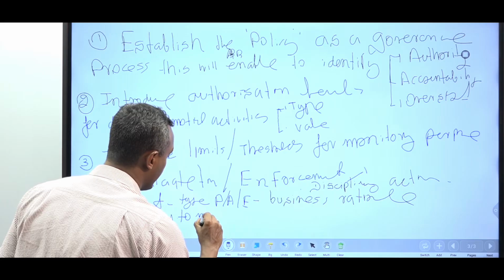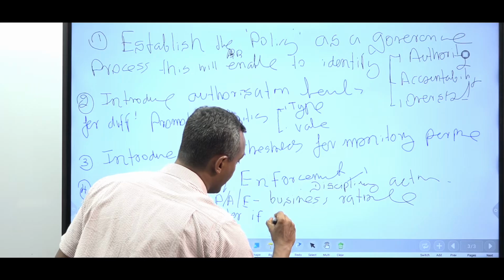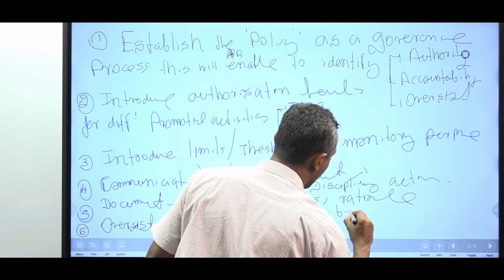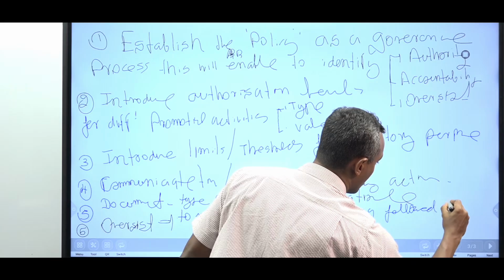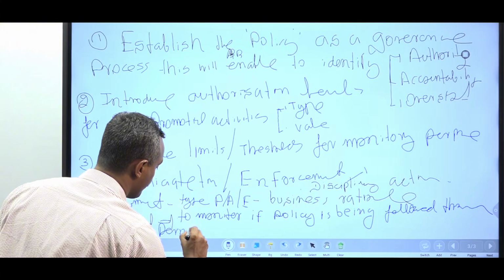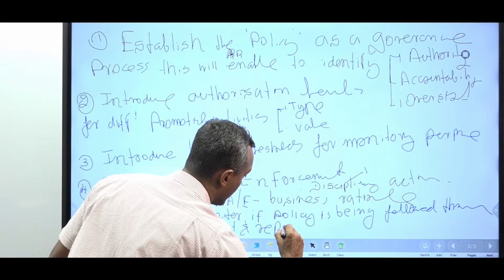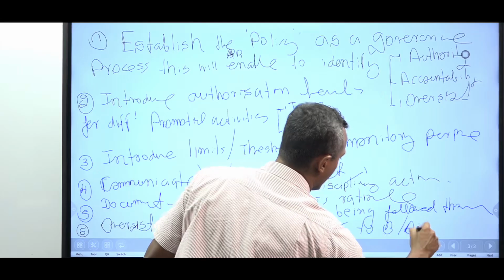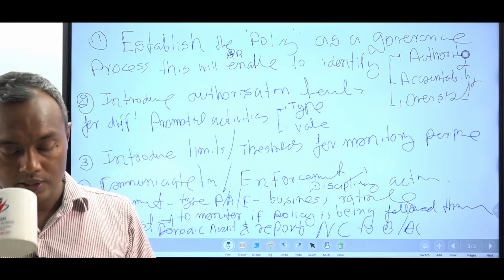This is internal audit and the audit committee. To monitor if the policy is being followed. How to do that? Through periodic audits, and report non-compliances to the board and audit committee. Report NCs to the board or audit committee. That's it. Right. So let's go to the last part of the answer.